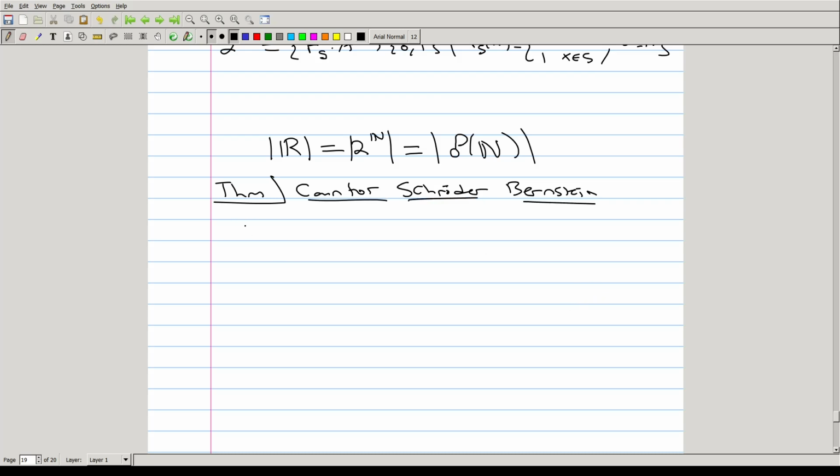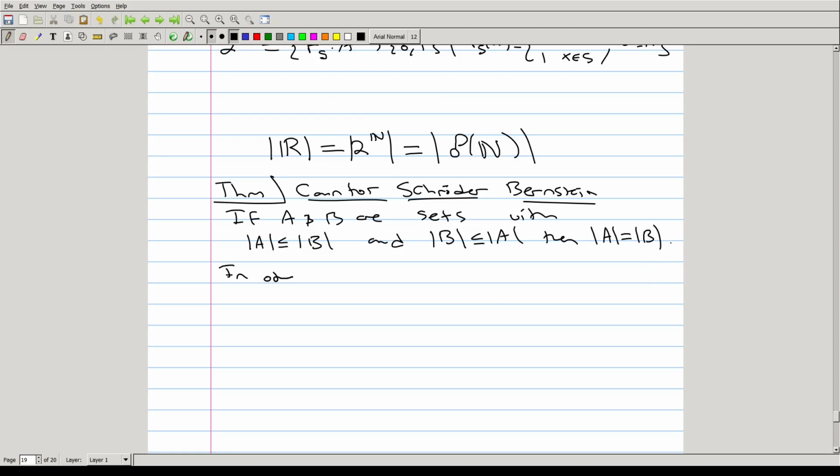which says that if A and B are sets with cardinalities, the cardinality of A is less than or equal to the cardinality of B, and the cardinality of B is less than or equal to the cardinality of A, then the cardinality of A is equal to the cardinality of B.